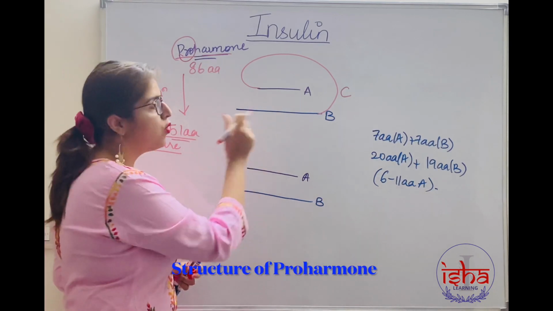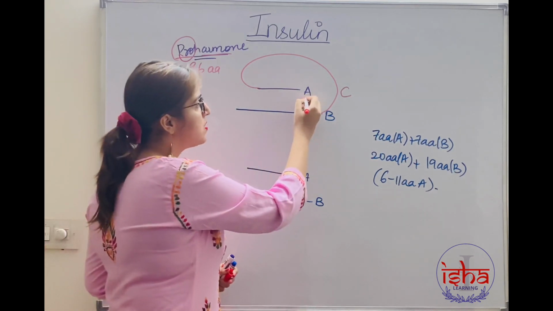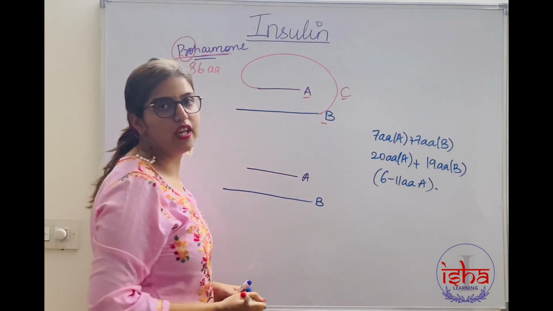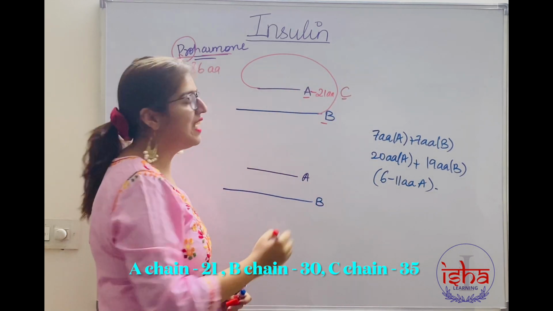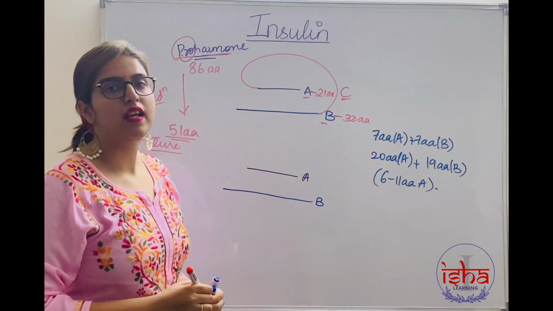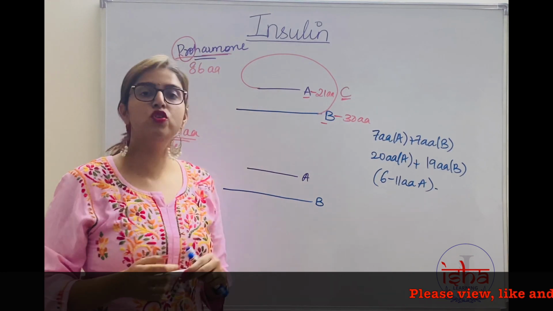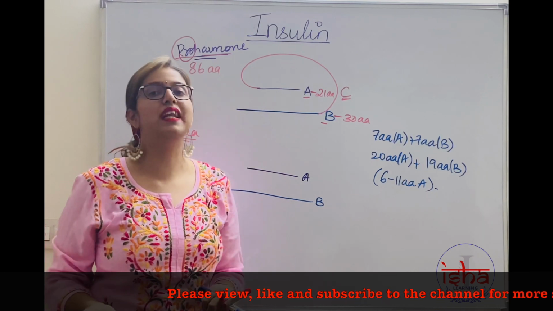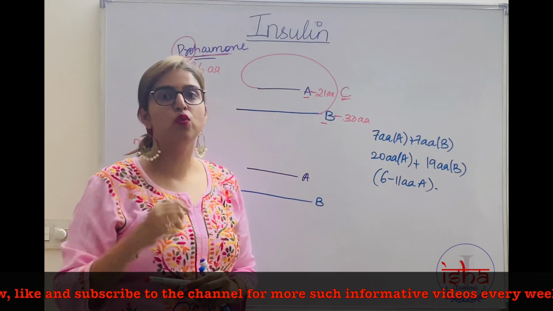Let's see the structure of the prohormone. I have used three colors to represent three different chains. The purple one represents the A chain, the blue one the B chain, and the red one the C chain. The A chain has about 21 amino acids, the B chain has about 30 amino acids, and the rest is made up by the C chain. Guys, the C chain is an extra chain. It will be removed in the structure of the mature insulin. Then why is it needed? If I had to remove it in the first place, why am I spending energy on synthesizing this extra chain? Well guys, this has an important role to play.